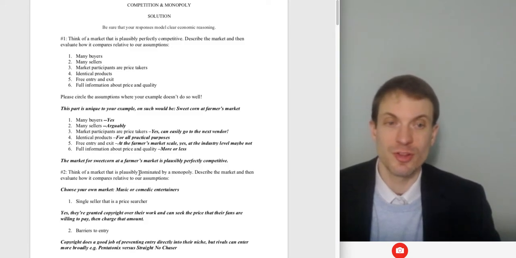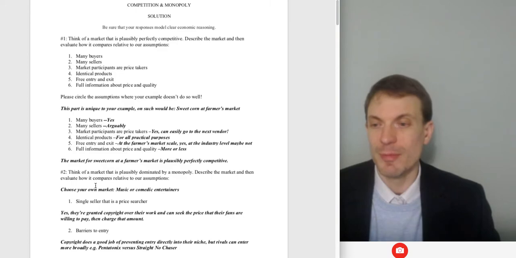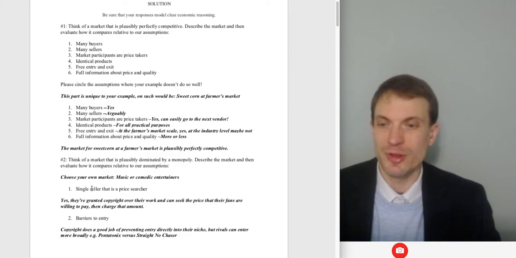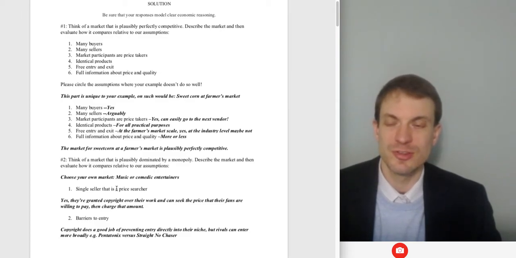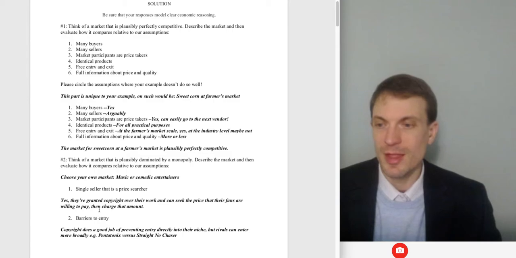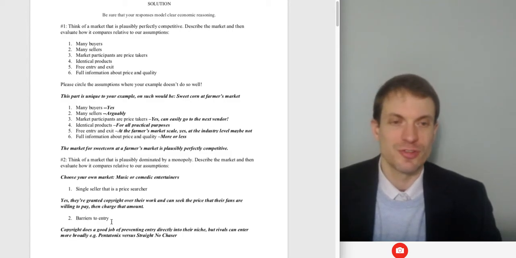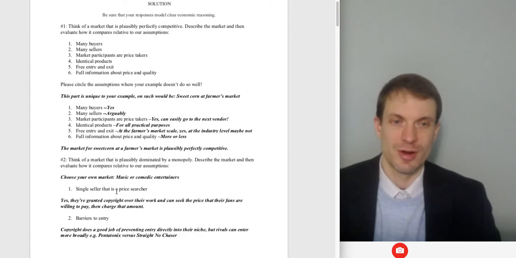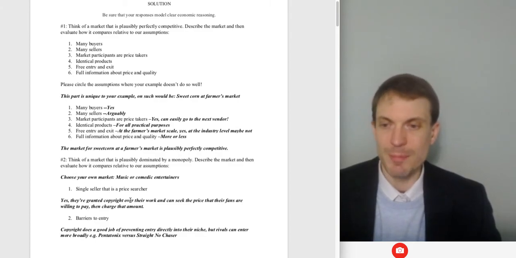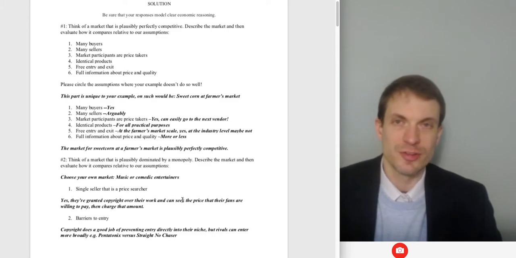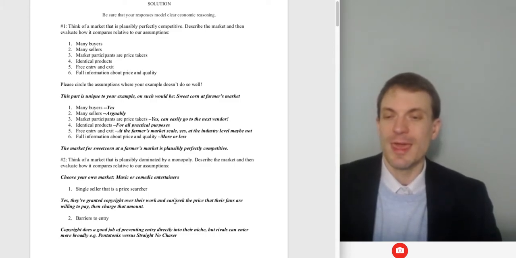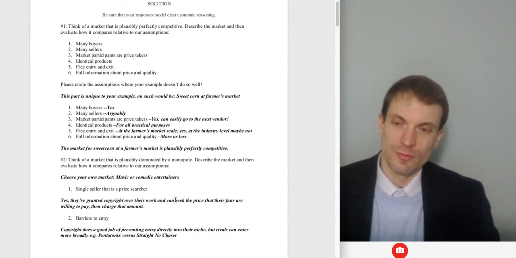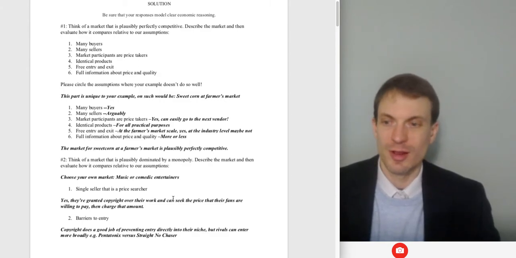Now we want to think about a market that's plausibly dominated by a monopoly. Describe the market, evaluate how it compares to our assumptions. So our two assumptions are we have a single seller that's a price searcher, meaning that the seller is able to seek out the price that consumers are willing to pay. And then part two, there's barriers to entry. So my example is music or comedic entertainers. Sure enough, you've got a single seller and they're able to determine what their fans are willing to pay, right? Because of copyright over their work, there's a single seller of that particular performance, and they can see what fans are going to pay for downloads or for tickets.